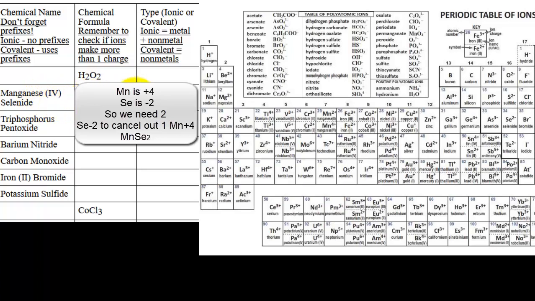And that is obviously ionic because if you look on the right side, we've got selenide right here on the right side of the staircase, and our manganese is on the left side of the staircase. It's a metal. All right, so this pulls all those ideas from the past couple weeks together.